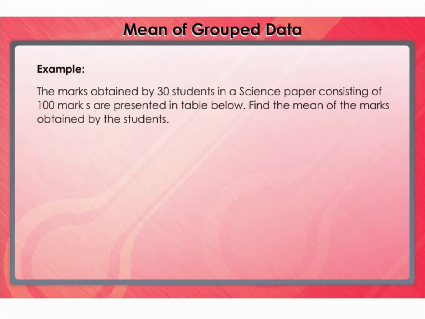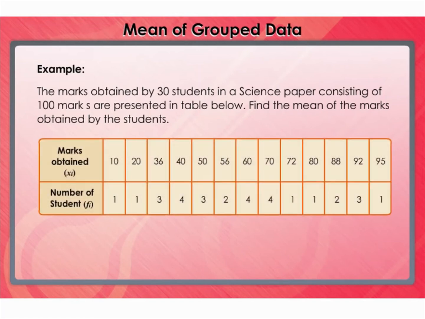The marks obtained by 30 students in a science paper consisting of 100 marks are presented in the table below. Find the mean of the marks obtained by the students.